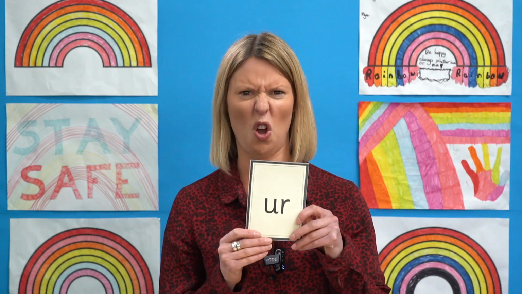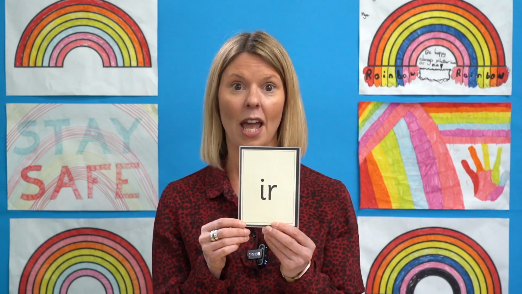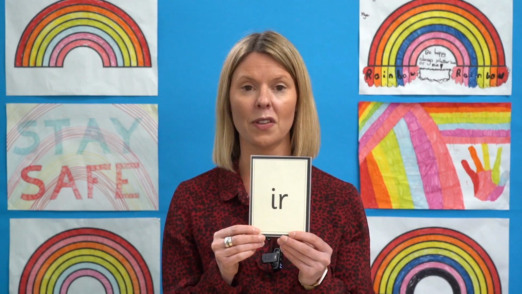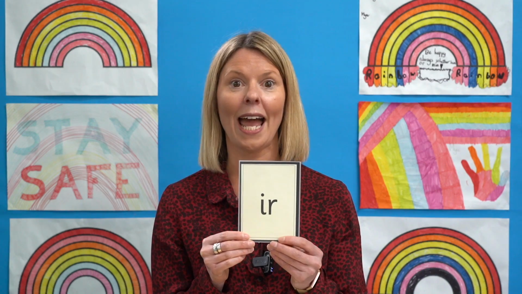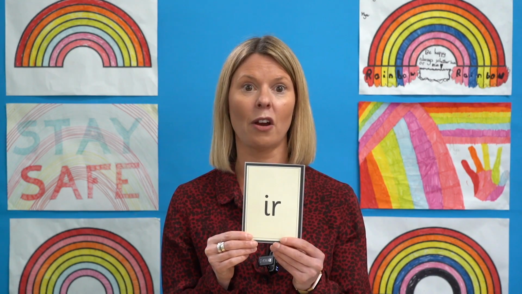We already know the sound er is written like this. You know that. And also like this. But there is another way to write the sound er, and it looks like this. Let's read the new grapheme for the sound er. Can you say the sound er each time I show you the digraph ir?